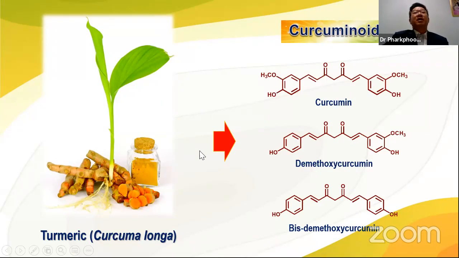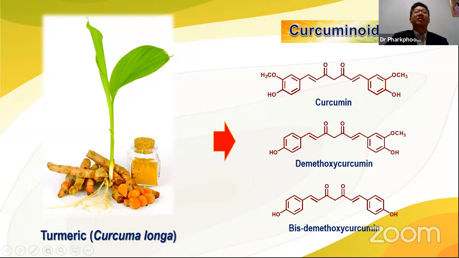For the curcuminoid, we usually know that the curcuminoid compound we can obtain from turmeric powder. Turmeric is Curcuma longa. This plant contains three major curcuminoids, including curcumin, demethoxycurcumin, and bisdemethoxycurcumin.